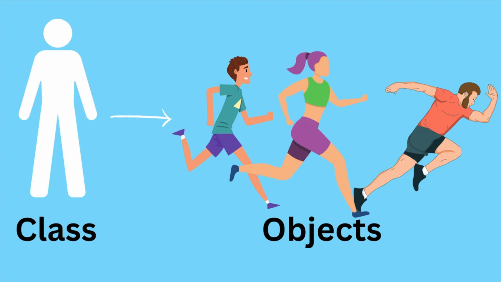Like in this example, we have these objects of a person, and they will have the same properties like name and gender. And apart from that, they will also have some common behavior, like they can walk on two legs, they can run and so on.